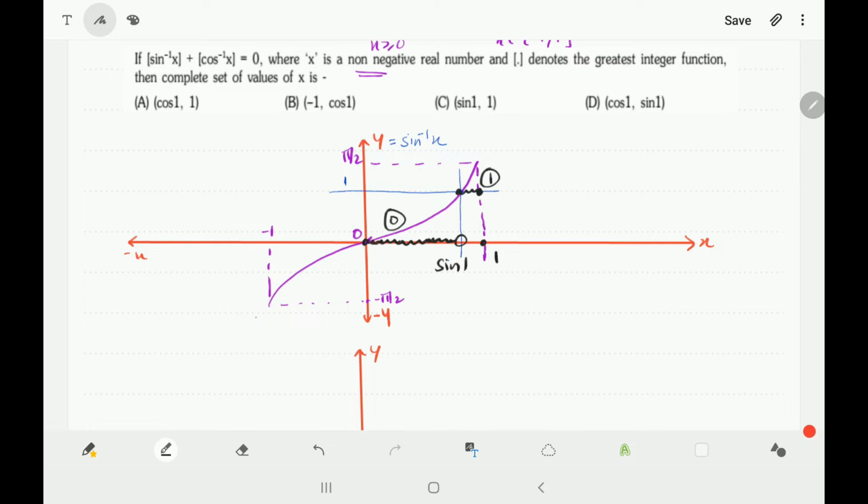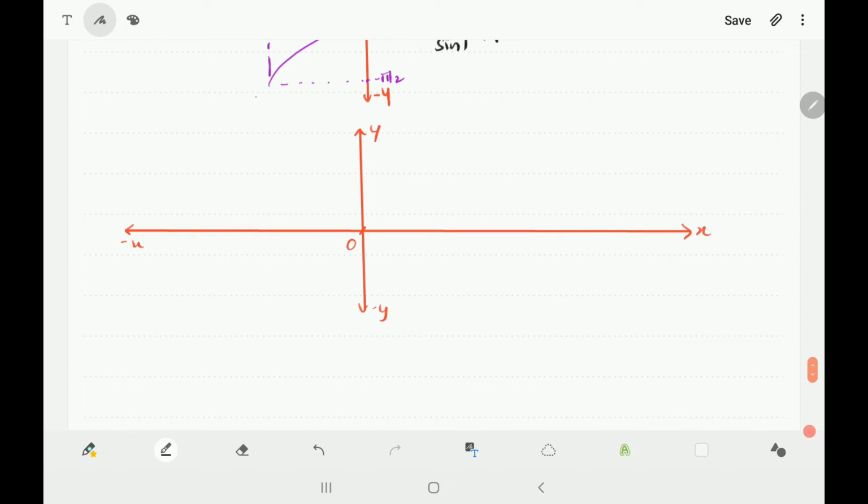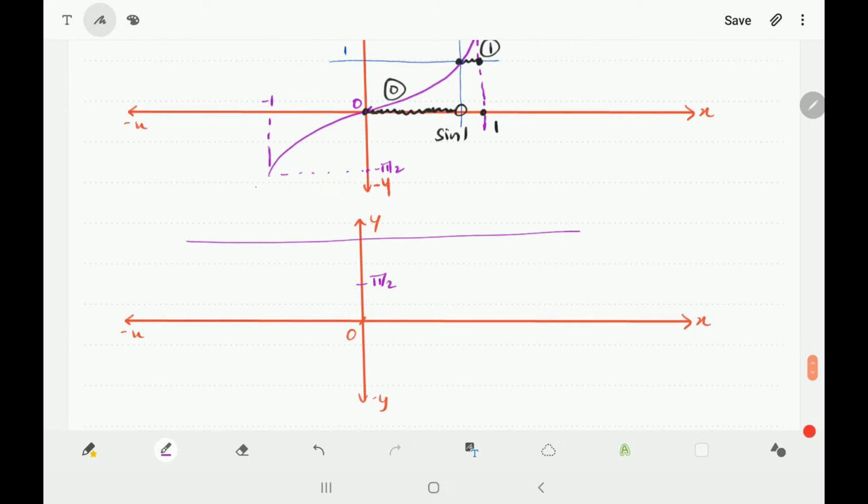Now let's move on to greatest integer of cos inverse x. So we already know the graph of cos inverse x. The range is from 0 to pi. Okay, so this is say pi by 2. This is 1 and this is minus 1. So the graph is like this. Okay, graph is not exactly to the scale.